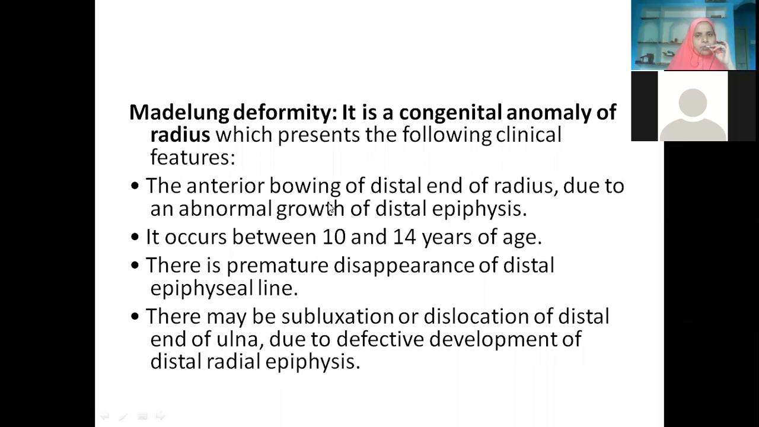Okay, so Madelung deformity. Congenital anomaly of radius, where you will see anterior bowing. That means the distal end of the radius is becoming more prominent anterior. Okay, it's not so important.